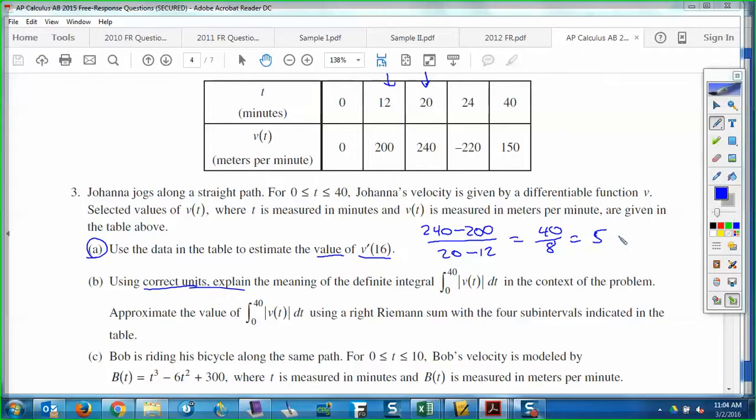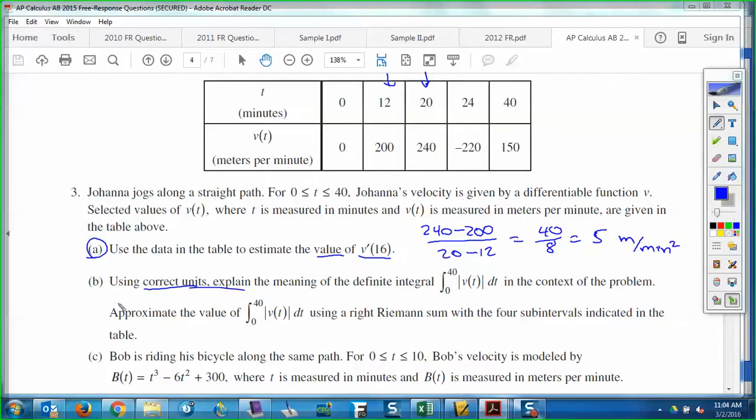So what would they be here? Meters per minute squared, right? Meters per minute per minute. Because the units on the top are meters per minute, and we're dividing by minutes. So it'd be acceleration, right? Acceleration.